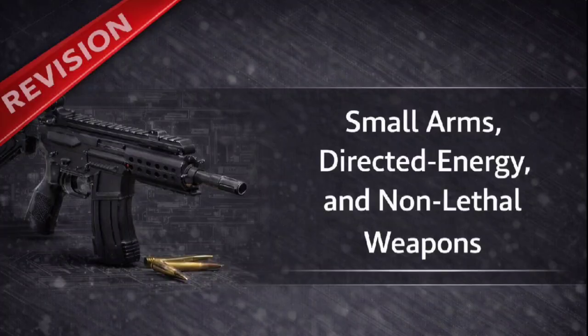Exactly. And the perfect small arm, which doesn't exist, would maximize all 9 of these. But in reality, if you enhance one, you often have to compromise on another. Right. A classic engineering problem. So let's move from those abstract requirements to the actual hardware. Let's build a taxonomy, starting with the smallest, the pistol.